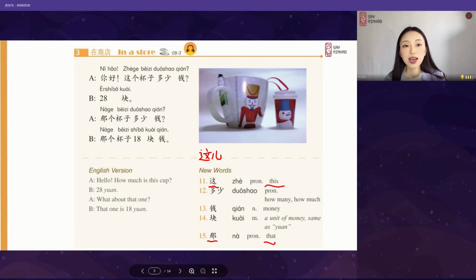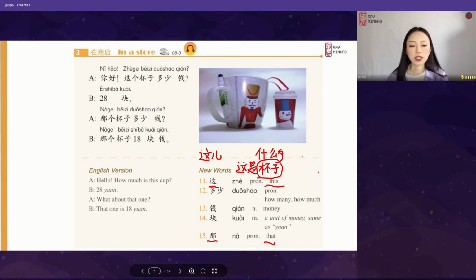So it is 这是什么. Okay, try to say: this is a cup is 这是杯子. And when we are trying to make a question about this, then it is 这是什么. We can see we just replace the specific noun with an unspecific interrogative pronoun, which is 什么. 这是什么 means what is this?